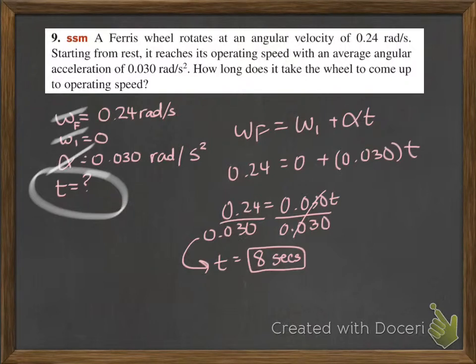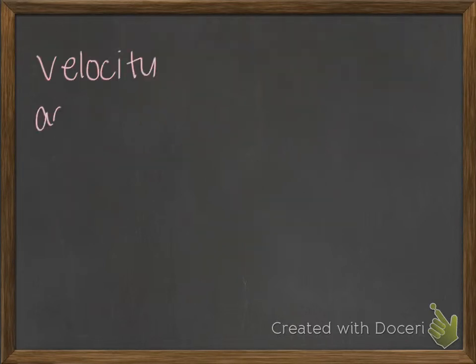One of the formulas we can use, seen in your linear kinematics as velocity final equals velocity initial plus acceleration times t, but this time it would be w final equals w initial plus alpha t. So you just plug in those numbers, which would give you 0.24 equals 0 plus 0.030 times t, and you just divide 0.24 by 0.030, and if you put that in your calculator, it's going to give you time is 8 seconds.